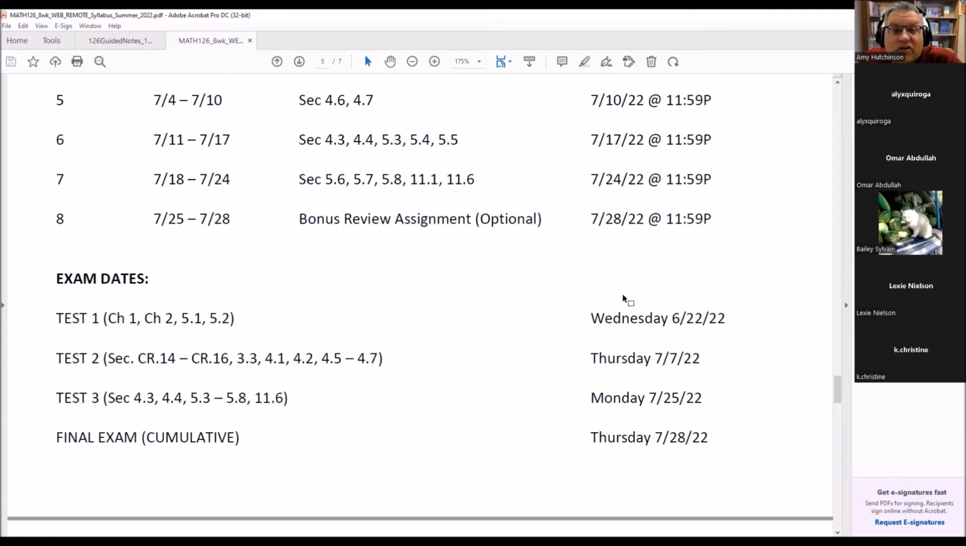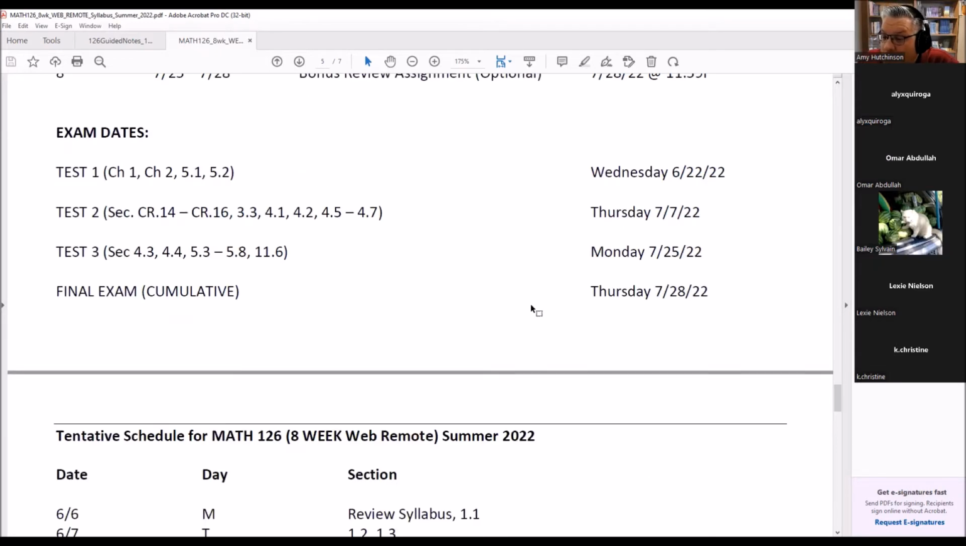Now, once you start the test, you can't close the window and then come back to it later. Once you start the test, the 90-minute timer begins. So even if you close the window, the timer is still running, and you can't go back into it at a later time. Just to let you know about that. And that's the case for all these exams. The final exam is also open for all 24 hours.